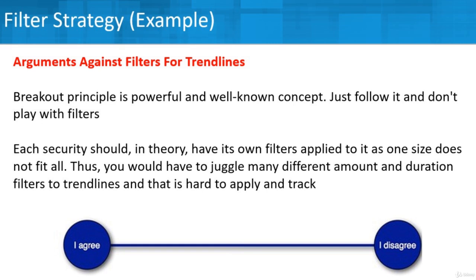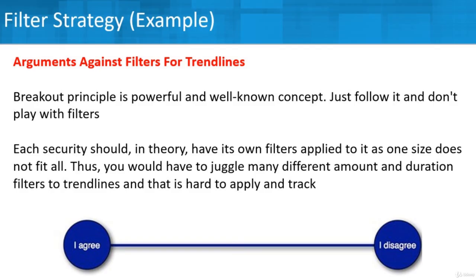Another argument would be that each security should, in theory, have its own filters applied to it, as one size does not fit all, right? Each security is its own kind of entity. Thus, you'd have to juggle many different amount and duration filters to trend lines to really make it work or be a fair application of it. And that's hard to apply and track, right?